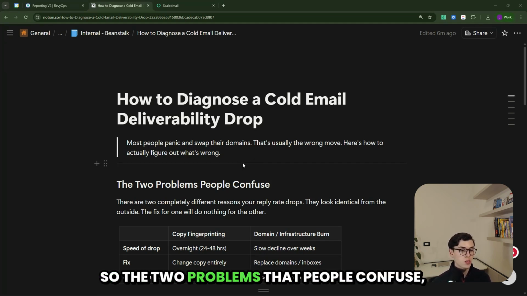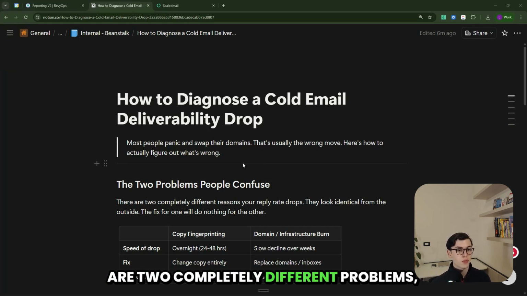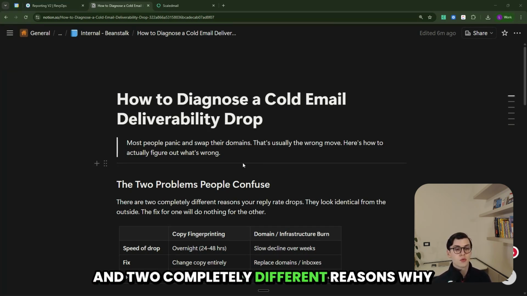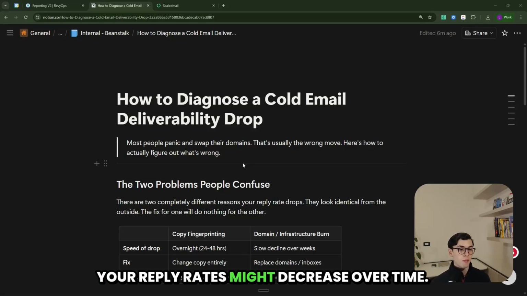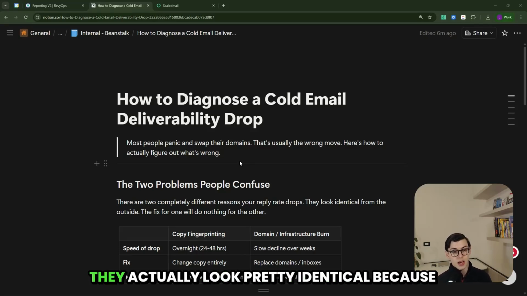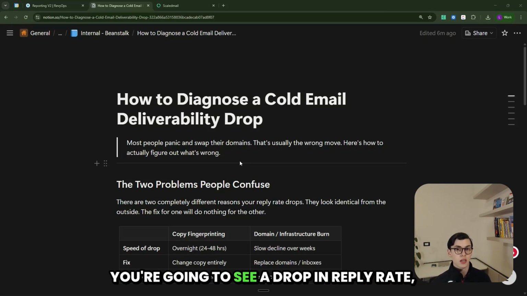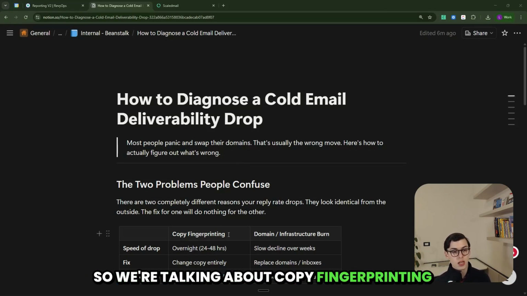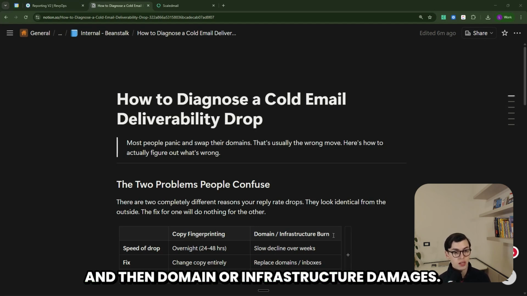The 2 problems that people confuse are 2 completely different problems, and 2 completely different reasons why your reply rates might decrease over time. They actually look pretty identical because you're going to see a drop in reply rate, but they're actually very different. We're talking about copy fingerprinting and then domain or infrastructure damage.